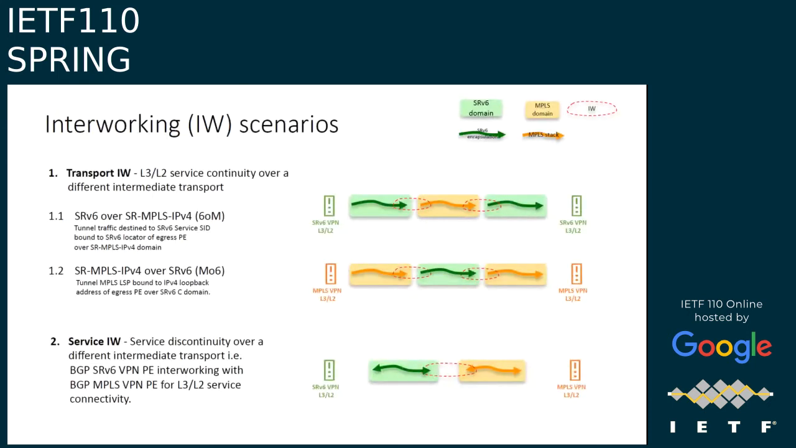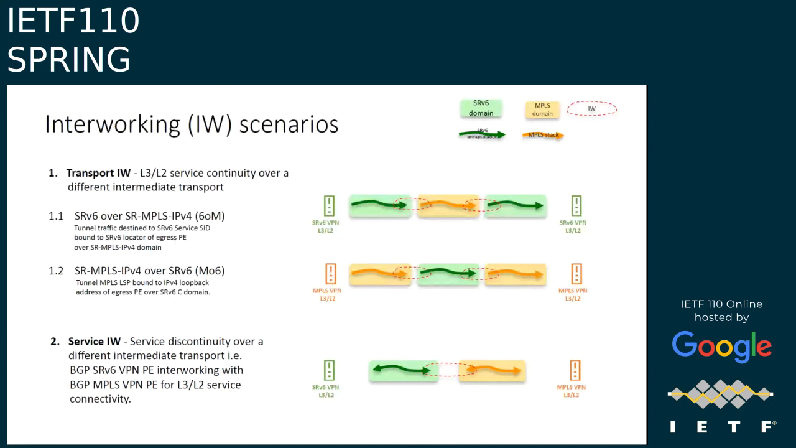In this slide, we try to generalize the interworking problem into a simple problem, showing a central domain, which could be different in different examples. The green represents the SRv6 domain, and the orange represents an MPLS domain, and the dashed oval represents an interworking function that happens on some border router. This draft proposes two main scenarios: one is transport interworking, another is service interworking.